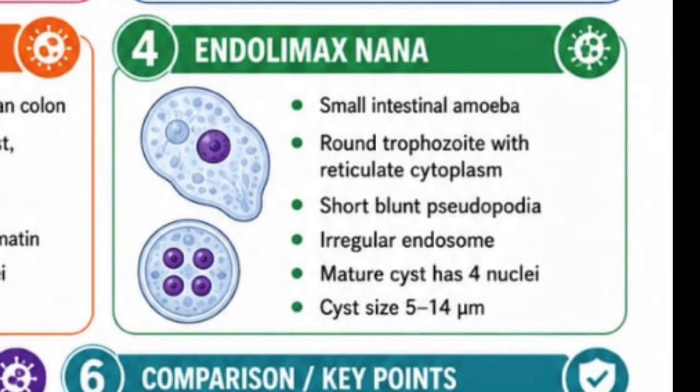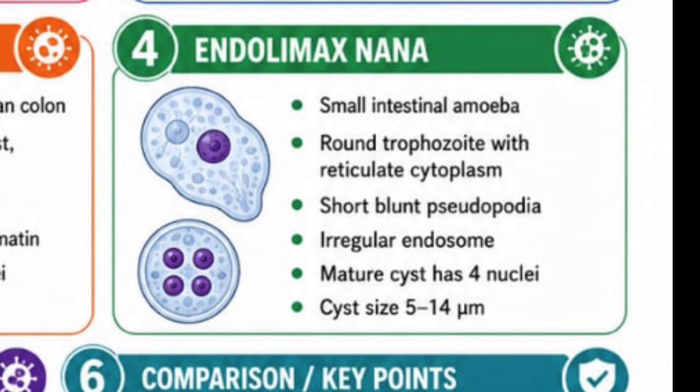The next is Endolimax nana. They are small intestinal amoeba, which means they can also infect the small intestine. They are round trophozoites with reticulate cytoplasm. But their cause for disease is very, very low. Unlike Entamoeba coli, which doesn't affect the colon or the large intestine of the human, it only feeds on bacteria, yeast, and other protozoa. But Endolimax nana can infect the intestine a little, and they also have a rounded trophozoite.